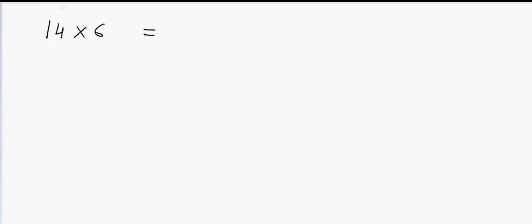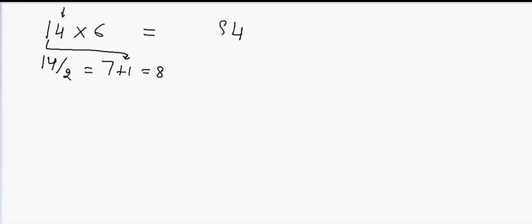First, I'll take the last digit of the number which we want to multiply by 6. So the last digit here is 4. So I'll just write a 4 here. And then what I'll do is I'll take half of this number. So half of this number is 7. And then I'll take the first digit and add it to the 7. So that will be equal to 8. So my answer will be 84.